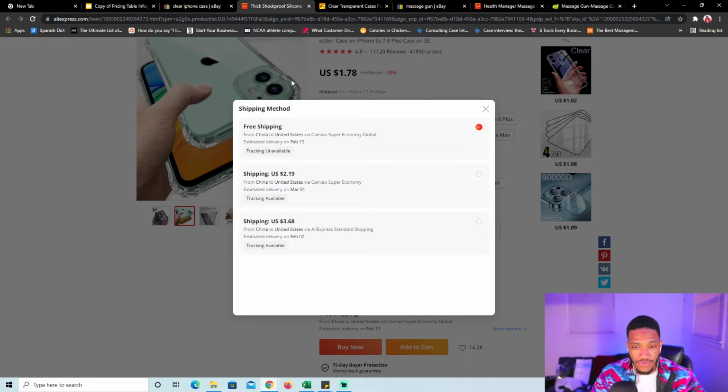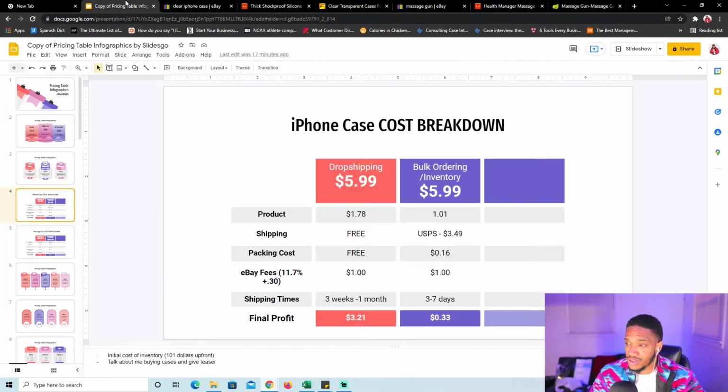With that being said, if you've ever sold on eBay, realistically, if you want to be competitive, shipping times that are longer than a week and a half are just unrealistic and not competitive. You need to have competitive shipping times if you want to be a competitive seller on eBay. So first and foremost, the shipping is free, but the shipping time is way too long. The packing cost will be free, but there's an 11% eBay fee that you'll have to pay, which will be $1 given the $6 price point that we're setting for the iPhone case.